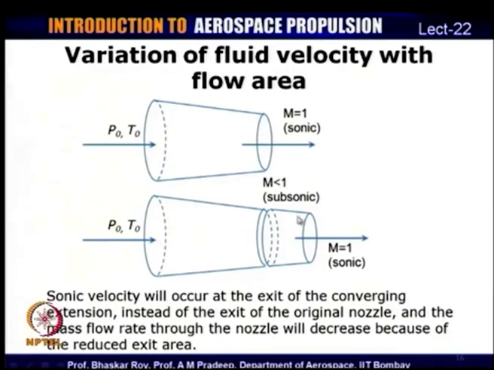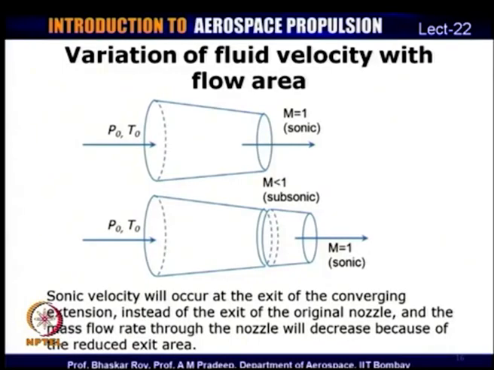What will basically happen is that the section where you get sonic velocity will shift, and the section which had sonic velocity earlier will now have a subsonic Mach number. And so, the sonic velocity will occur only at the exit of this convergent section instead of the exit of the original nozzle, and basically the mass flow rate will now reduce, because you are trying to force a certain amount of mass flow through a lower passage area, and so you would get a decrease in mass flow.